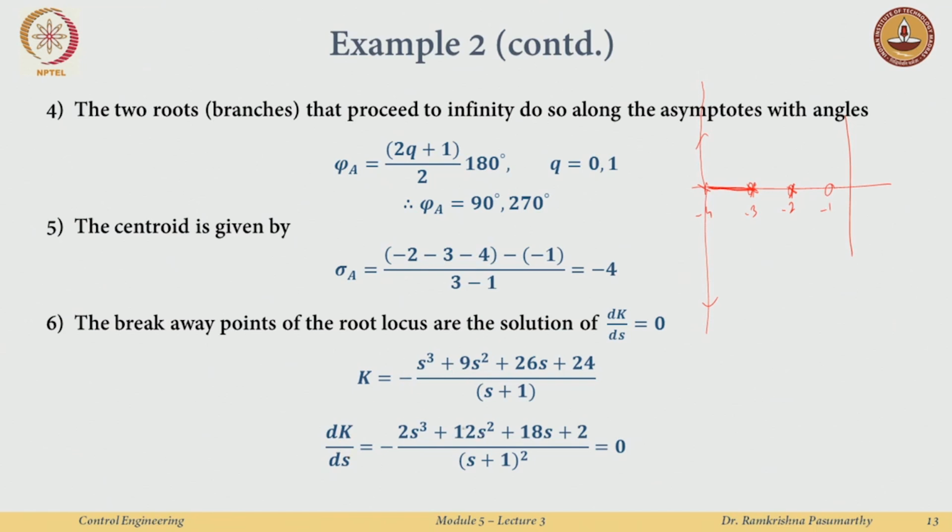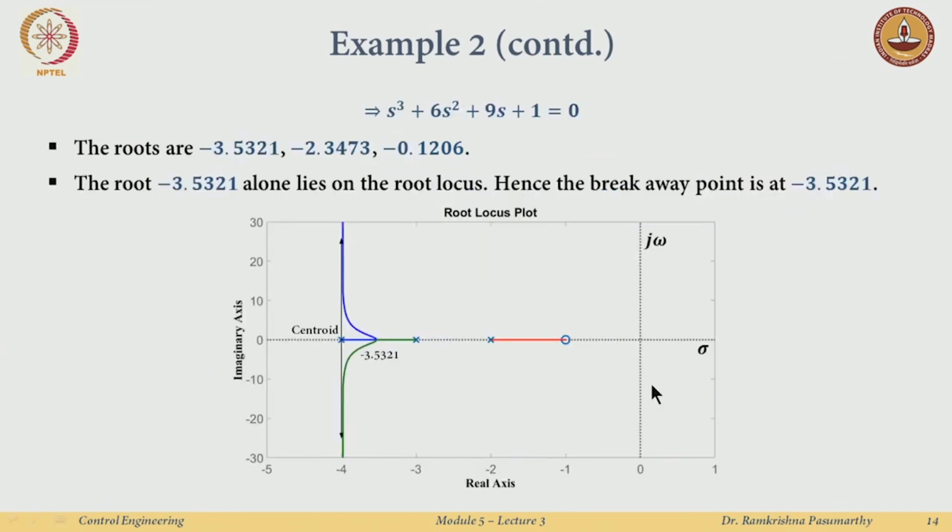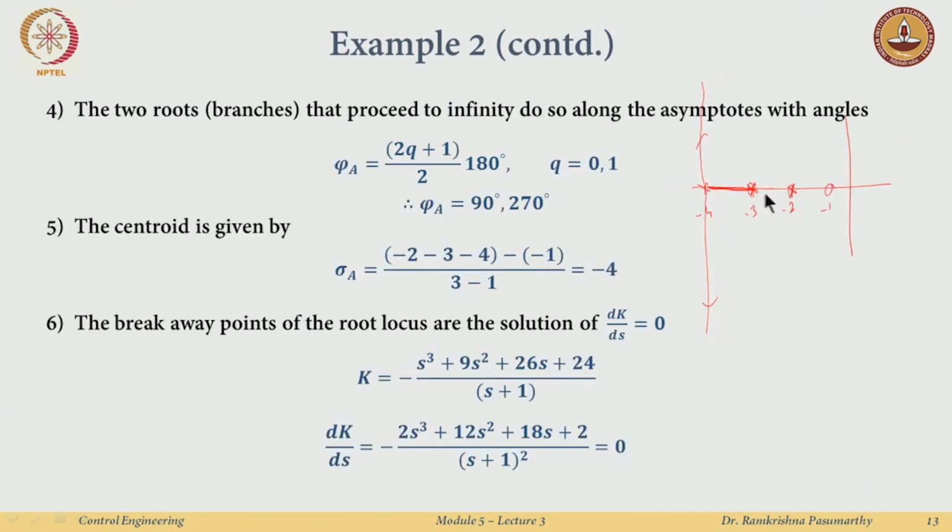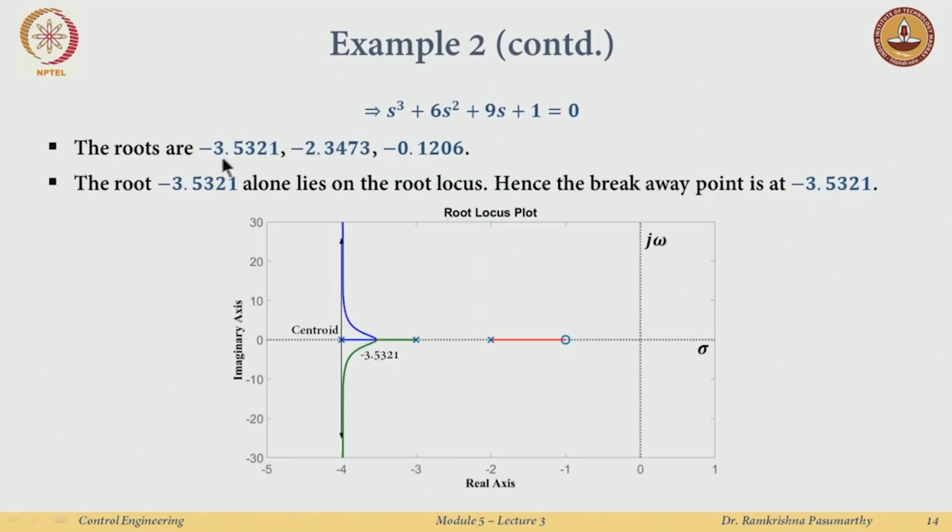Okay. So, I just do all the math here: dk by ds equal to 0 gives me 3 roots, minus 3.5, minus 2 and 0.126. Now, look at these points. Minus 2 and 0.126 lie in regions that are not on the root locus. So the only point where they are allowed to meet is minus 3.5. Okay. So, that is the point here.